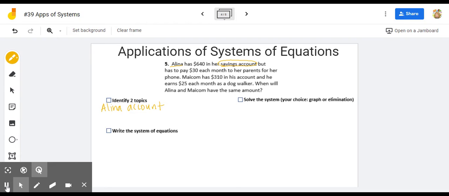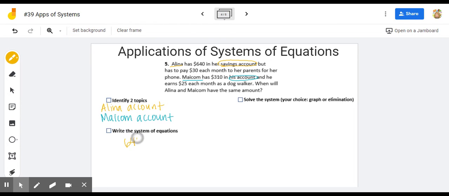So according to our paragraph, Alina has her savings account, and we also have a second person named Micah in his savings account. So let's start with Alina. Alina has $640 in her savings, and she has to pay $30 a month. So is that in addition to this amount, or am I taking that out of the 640? And in fact, we are taking away $30 per month.